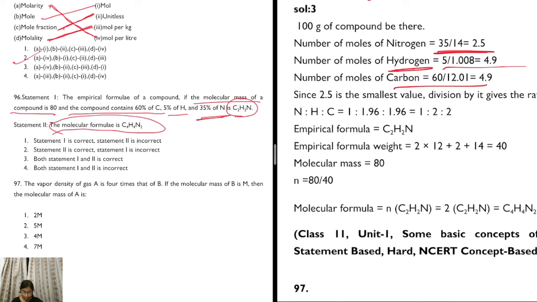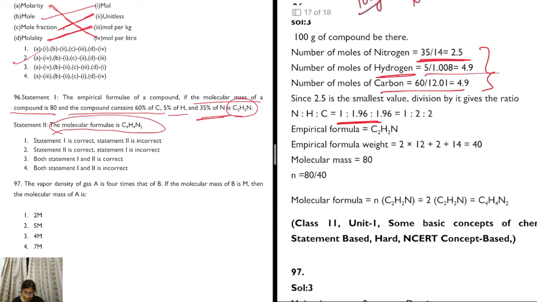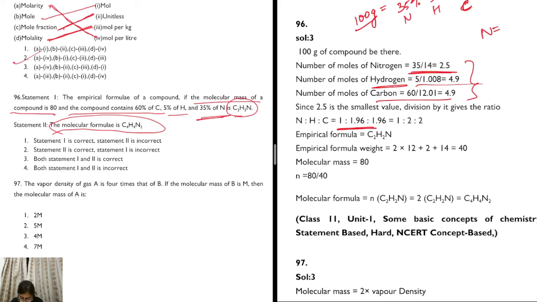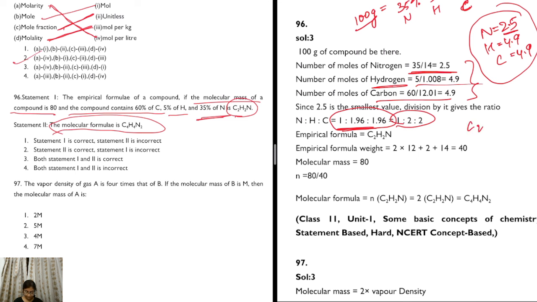So these are the ratio of moles. Now, for nitrogen we have 2.5, for hydrogen we have 4.9, and for carbon also we have 4.9. Now, this is the smallest one, so we will divide by this, because we divide by the smallest to find the empirical formula. So what we will get is the ratio, and we'll write it in whole numbers. So this would be the empirical formula. Our statement 1 is correct.